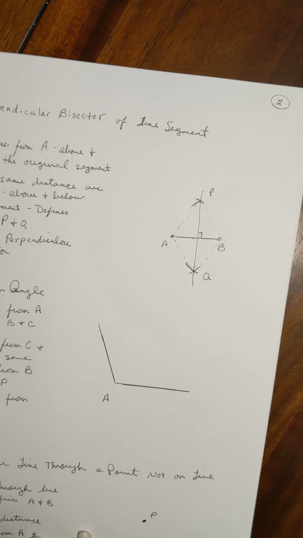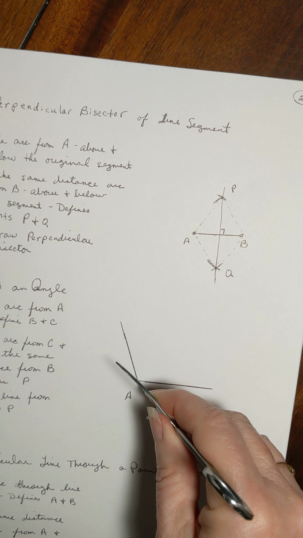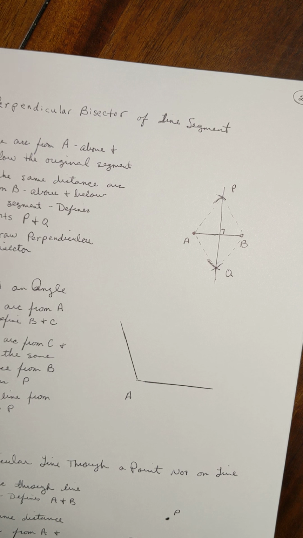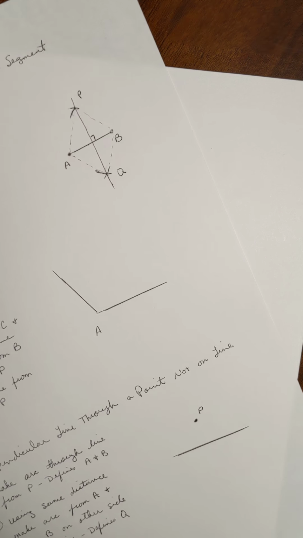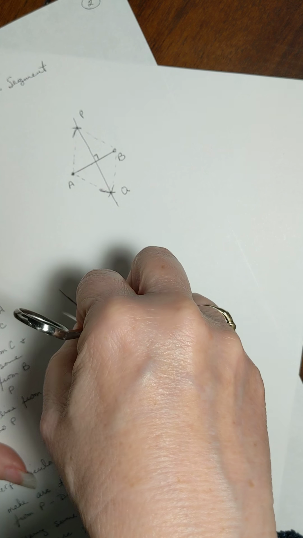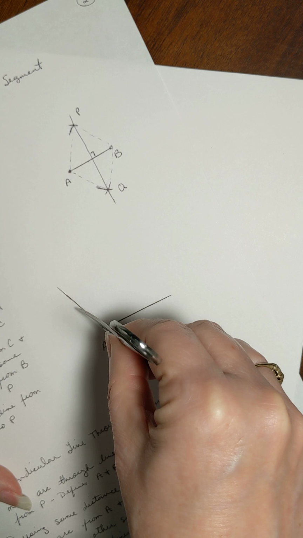Now, let's bisect an angle. Okay, so to bisect an angle means to cut it in half. So we want one half to be the same measure as the other half. And so in order to do that, what I'm going to do is draw an arc. Let me get my paper tilted a little bit here. So I'm going to draw an arc, just any arc. It doesn't matter how long it is. I'm not going to make it too big.